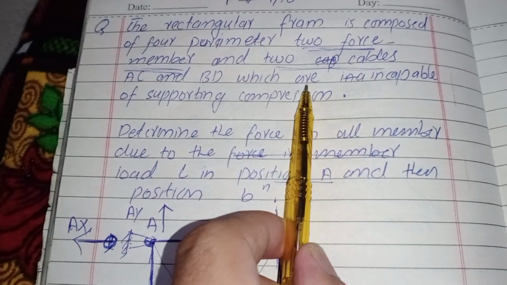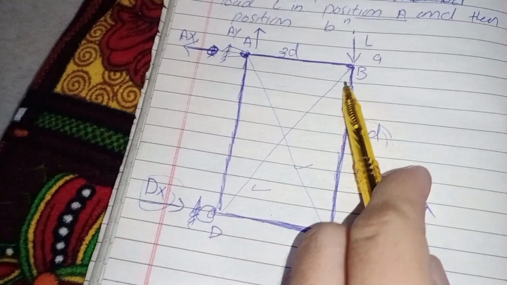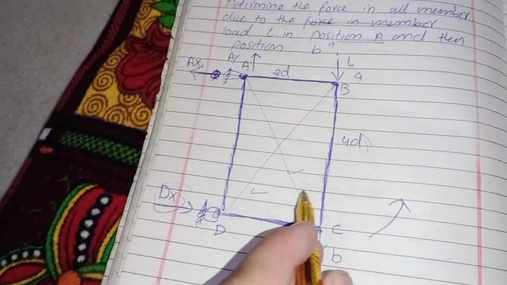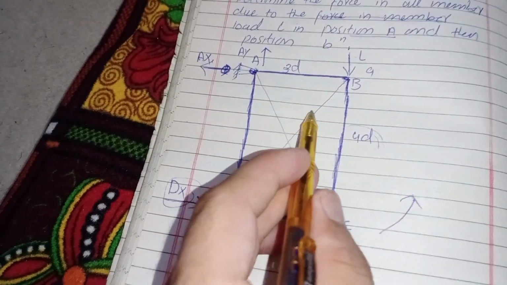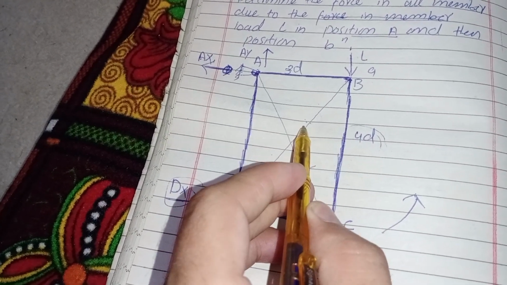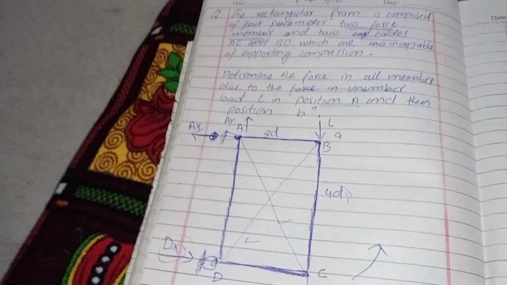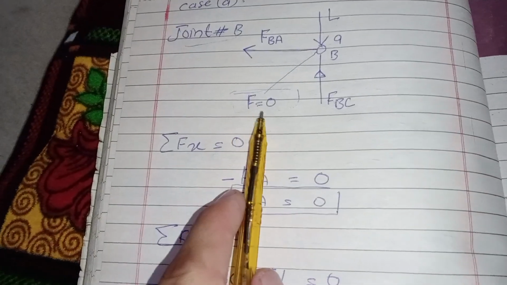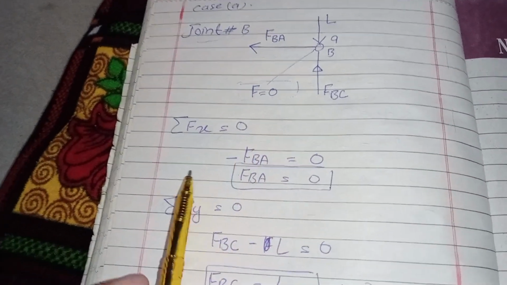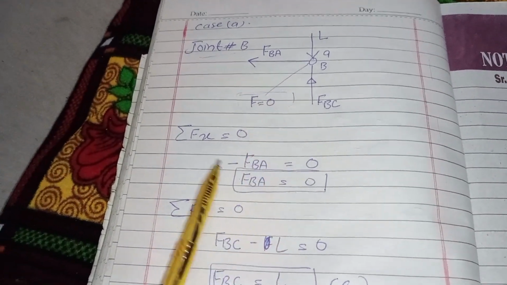The two cables are incapable of supporting compression. When the load is here, the truss will move downward like this. Then the force in this member will be a compression force, which the cable cannot resist. That's why we say that the force in member BD equals 0. Now I will take the summation of all horizontal forces acting on this joint B equals 0.